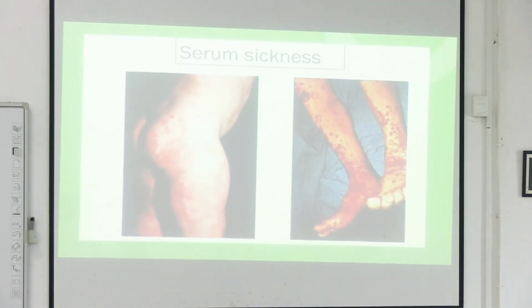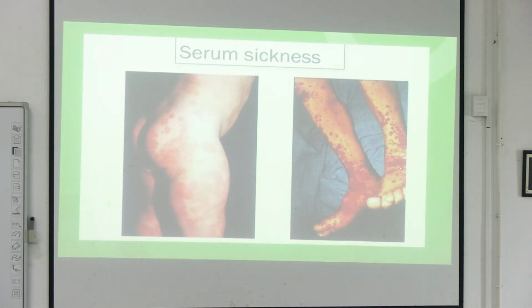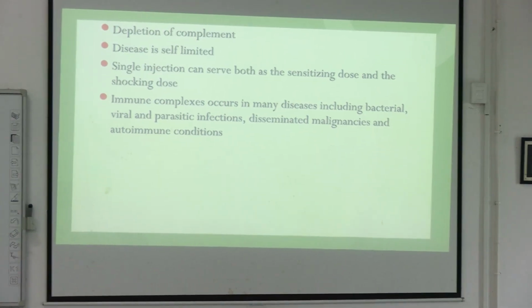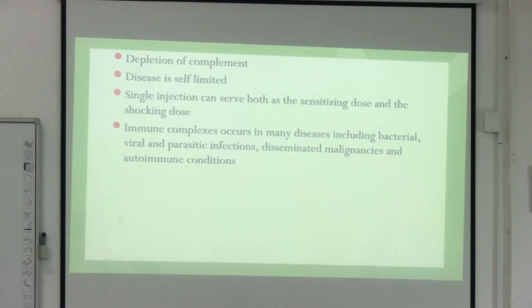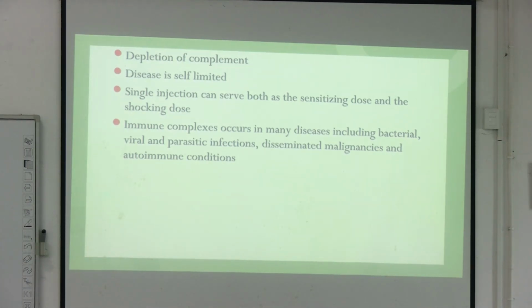Is it clear? Yes or no? Yes sir. Serum sickness, so vasculitis is a feature here. Purpura and vasculitis are all the result of immune complex deposition in subcutaneous tissue, in the phalanges, and subcutaneous tissue near the joint. The main culprit is immune complexes, antigen-antibody complexes, which are not dissolved by complement. Depletion of complement occurs and is not sufficient to dissolve the antigen-antibody complex. The disease is self-limited. A single injection can serve both as the sensitizing dose and the shocking dose. Immune complexes occur in many diseases including bacterial, viral, and parasitic infection, disseminated malignancy, and autoimmune conditions. So there is diverse form and multi-organ involvement.